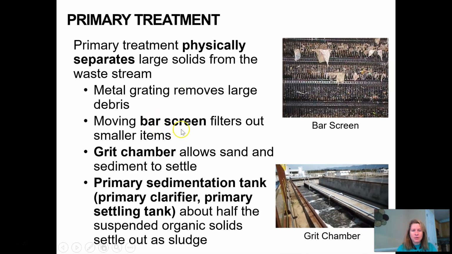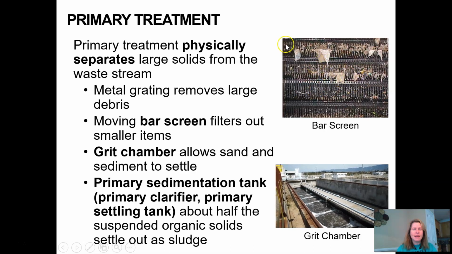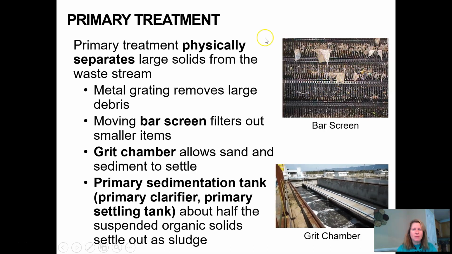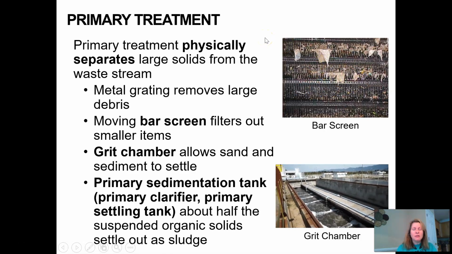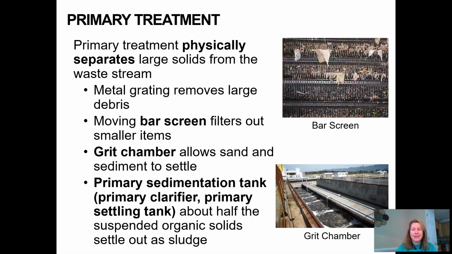Then it goes on to a bar screen. And so here's a picture of a bar screen. The bar screen is going to get any kind of toilet paper that didn't break down, toys, strange things that kids flush down the toilet. That ends up being caught by the bar screen. Nowadays, one of the biggest things the bar screen gets is wipes.